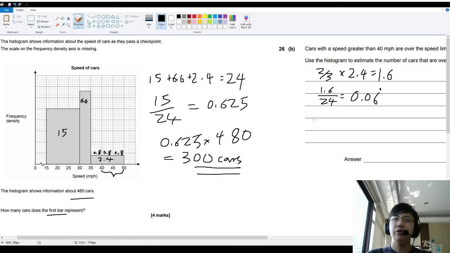So lastly, we multiply 480 by this decimal 0.06 recurring over here to get the answer that 32 cars are over the speed limit, giving us our answer.